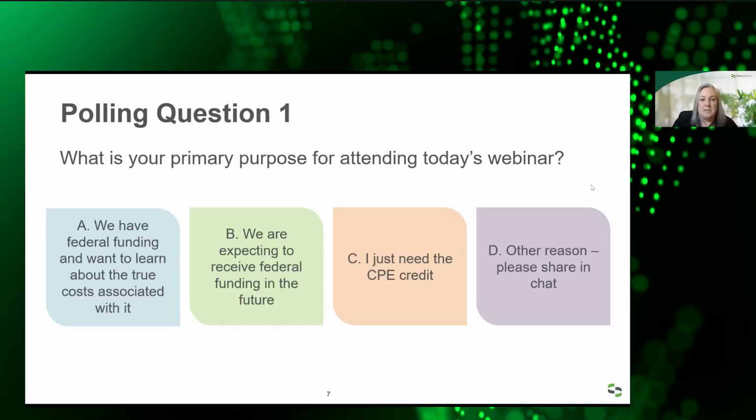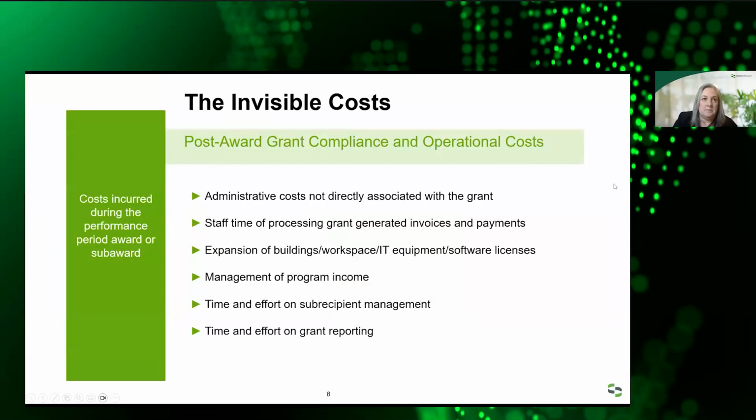All right, next slide, please. So now we'll talk about those invisible hidden costs that are post-award that we may see when we get a grant. So these are costs that are actually incurred during the performance period of the award. And I'm going to go through these a little bit quicker so we don't run out of time. But we have administrative costs.